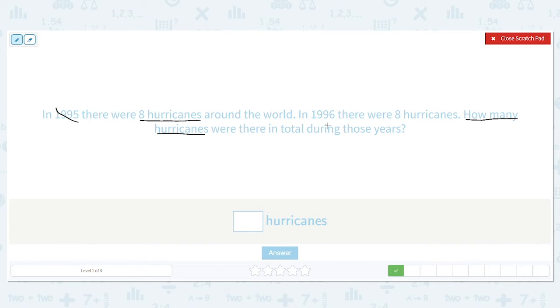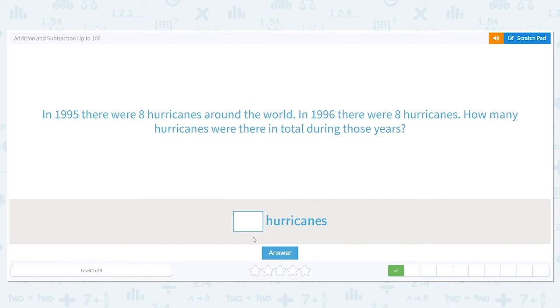Do we care about the number 1996? No, we don't. I like to cross it out so I don't confuse it. And there were 8 hurricanes then. And we are asking in total. So when I say in total, that means we're adding. So what is our addition problem? 8 plus 8. I love doubles facts. What is 8 plus 8? It's 16. 8 plus 8 equals 16. So between those 2 years, there were 16 hurricanes.